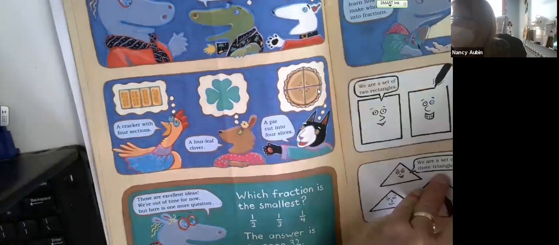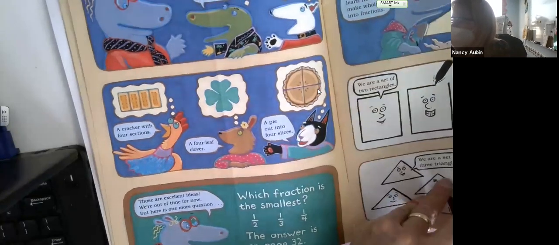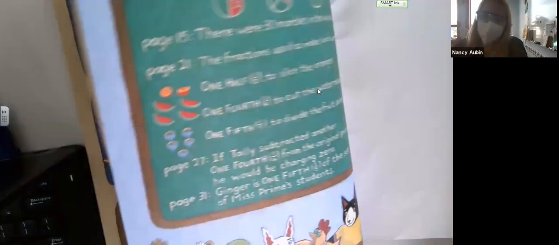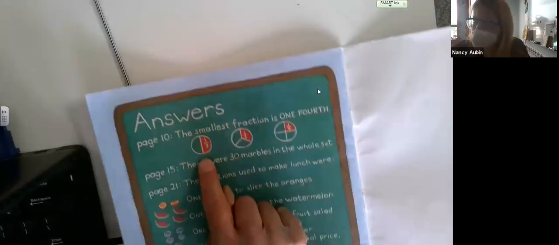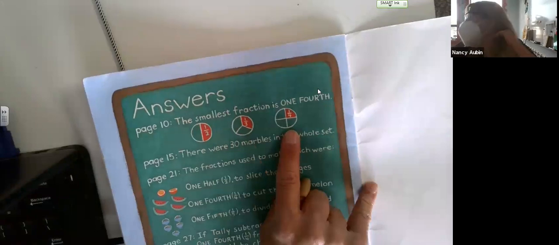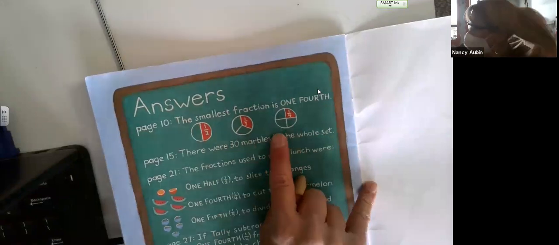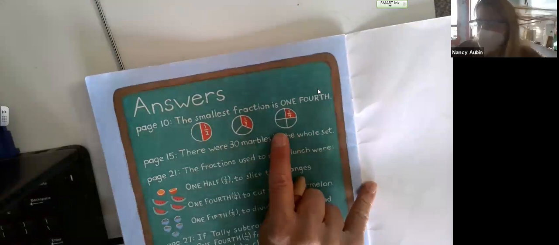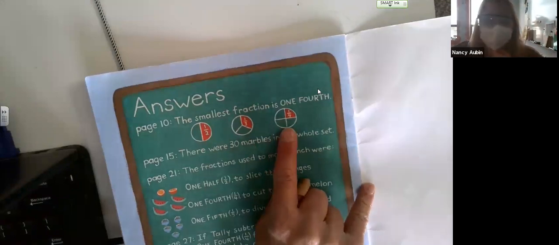Listen to Haley. If you do 1/2, it's only 2 pieces, and if it's 1/3, then it's only 3 pieces. And they're all ones. And if you do 1/4, it's the biggest one, and if you take one away, it's the smallest. All right, well, it's not the biggest one, it's the smallest because look here.